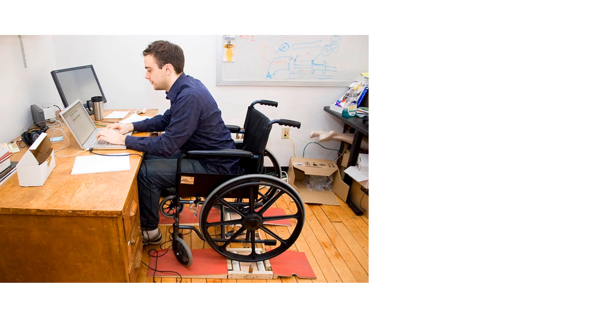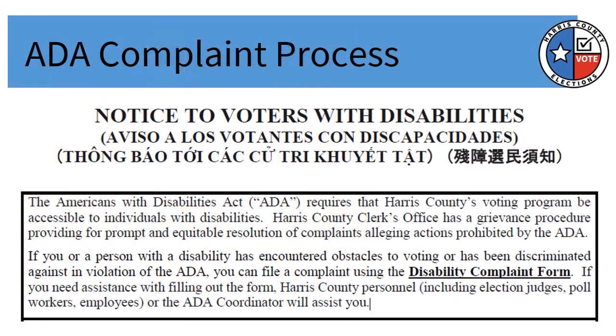Our last topic today will be documenting complaints relating to ADA issues. In the pop-up sign totem at each location, a notice to voters with disabilities is included. This notice states, "If you or a person with a disability has encountered obstacles to voting or has been discriminated against in violation of the ADA, you can file a complaint using the Disability Complaint Form. If you need assistance with filling out the form, Harris County personnel, including election judges, election workers, or employees, or the ADA coordinator will assist you."